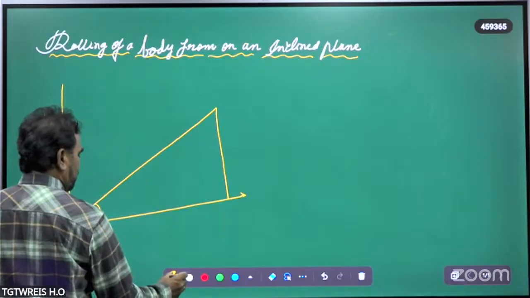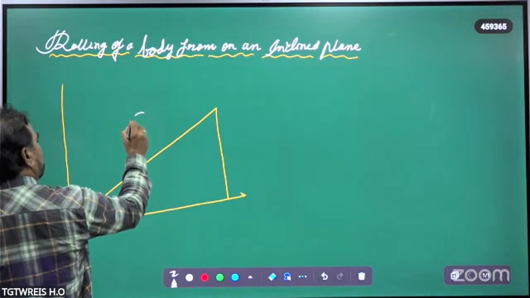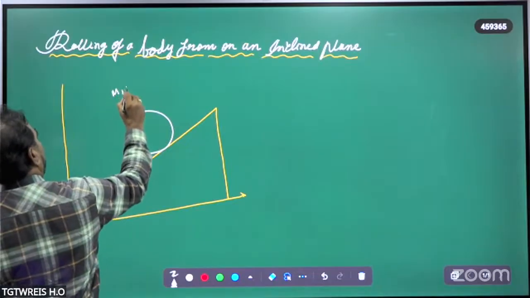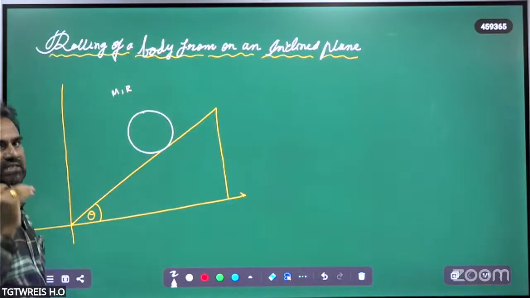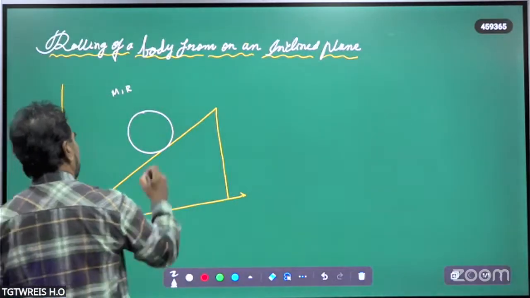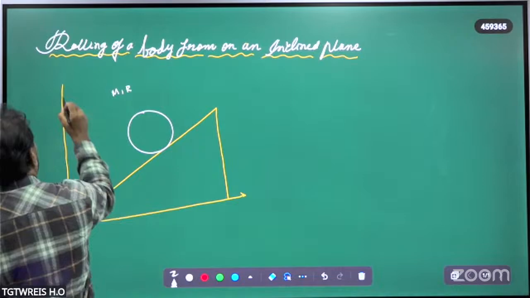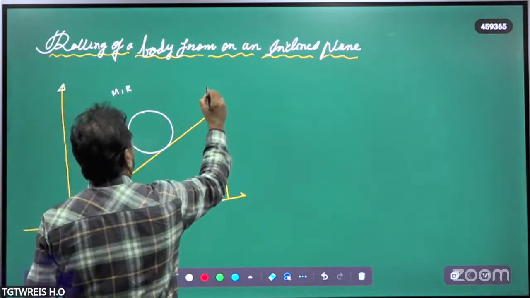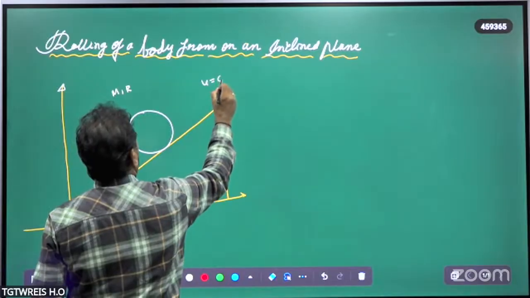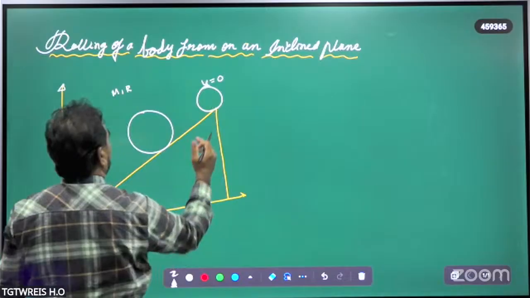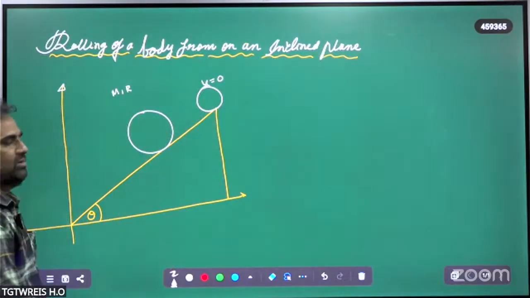Consider a body of mass m and radius r which is allowed to roll down an inclined plane like this. Here the initial velocity of the body I have considered to be 0. From initial velocity 0, it is allowed to roll on the inclined plane.